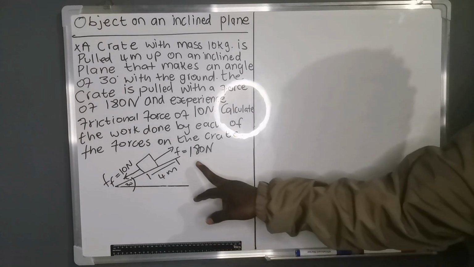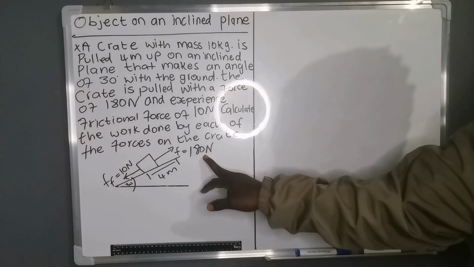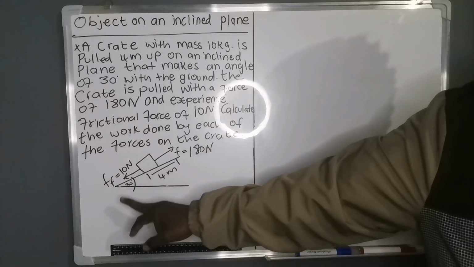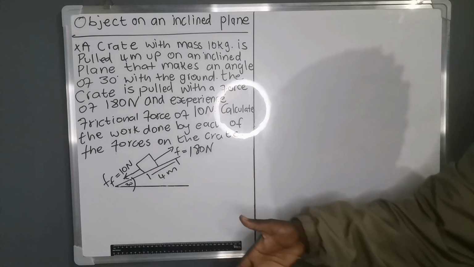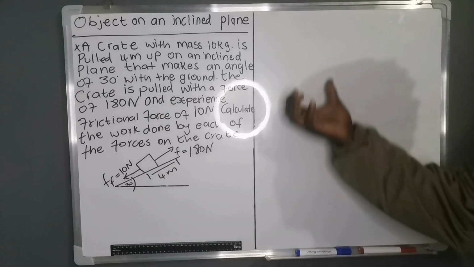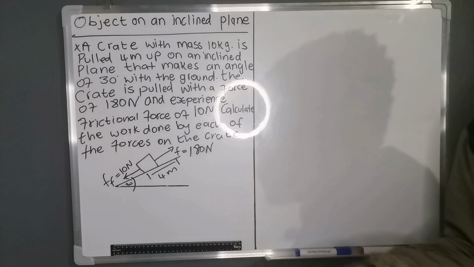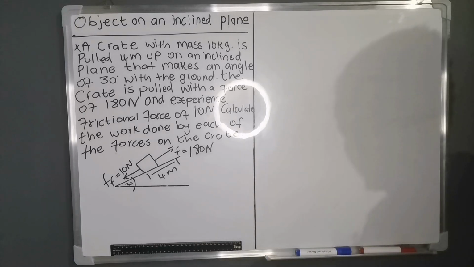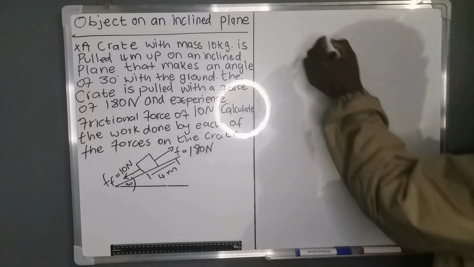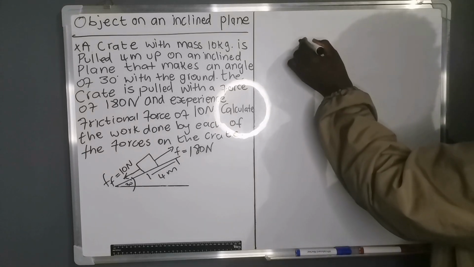So we have force applied. We're going to find the work done by the applied force, the work done by the frictional force, and all other forces that you find when drawing our free body diagram. Remember, before solving this type of question, you ought to understand how to draw the free body diagram. Let us draw our free body diagram, guys.